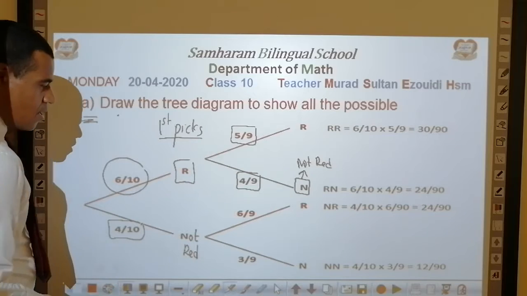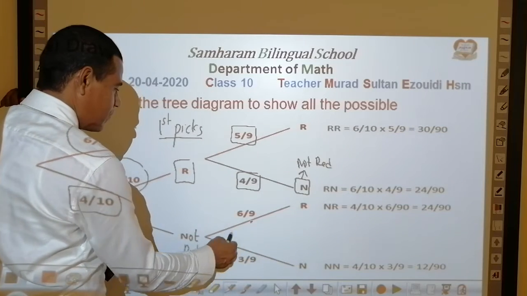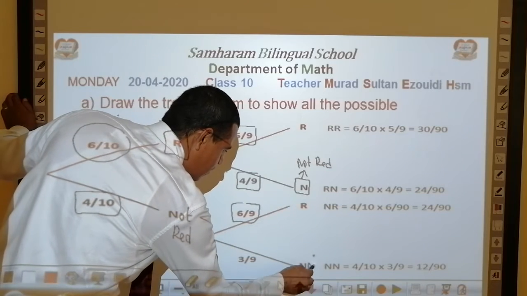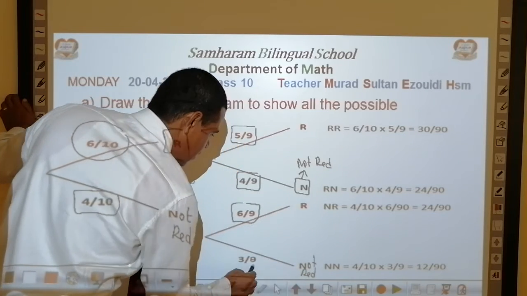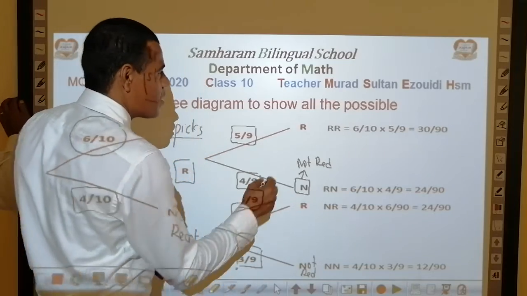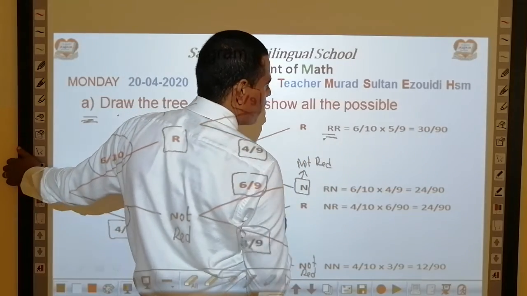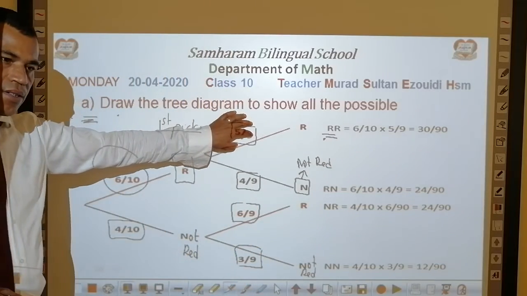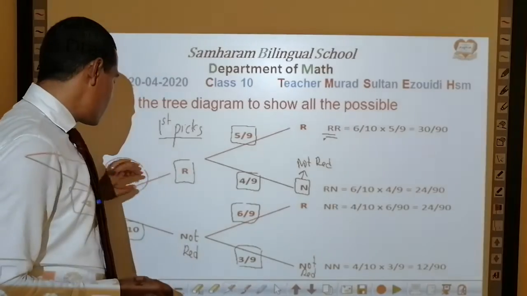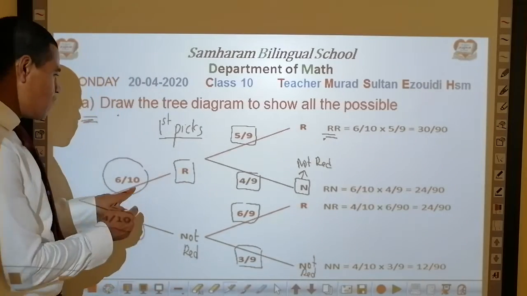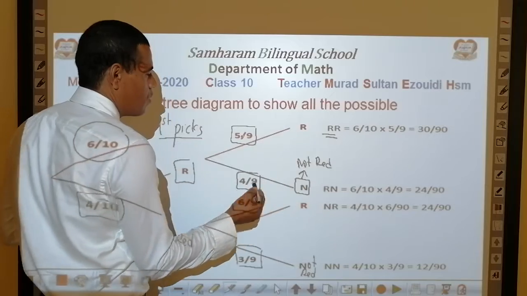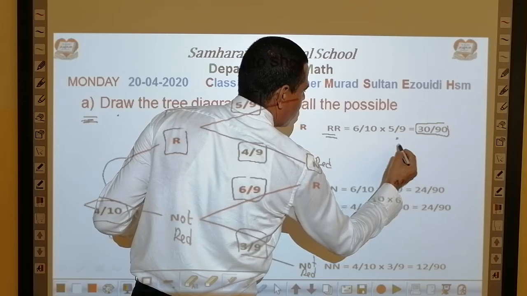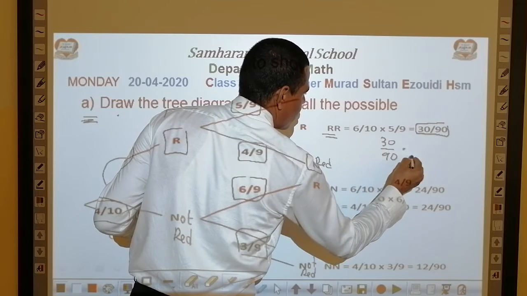Then I will get a red. It will be 6 over 9. Then I will get not red. Not red is what, my kids? It is 3 over 9. So these are the outcomes. And their probability, you just multiply across the branches of this tree diagram. 6 over 10 multiplied by 5 over 9 will be 30 divided by 90. 30 divided by 90 also equals 1 over 3.